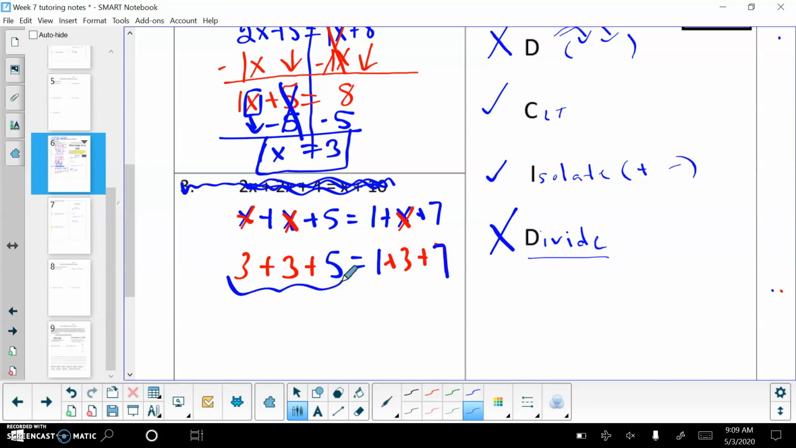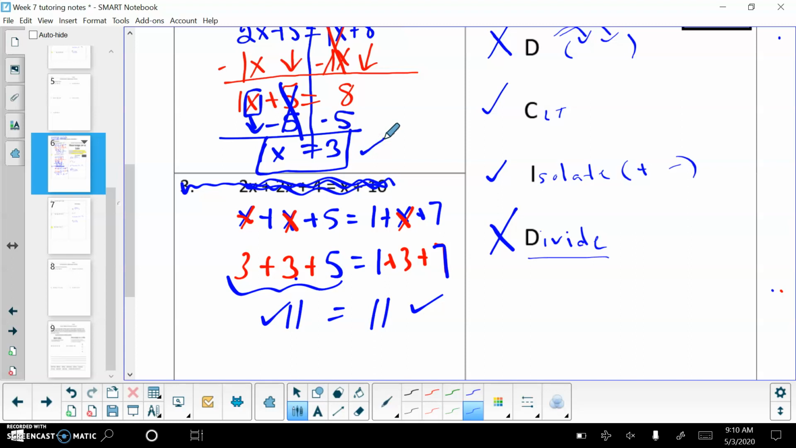So I've got 3 plus 3 is 6, plus 5 is 11. And on this side, I have 1 plus 3 is 4, plus 7 is also 11. So I get the same thing on the right and left sides, which means my equation balanced when I put in a 3 for the x. So that means that my answer really is x equals 3 is correct.